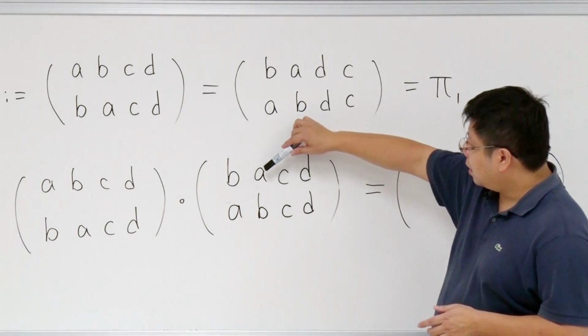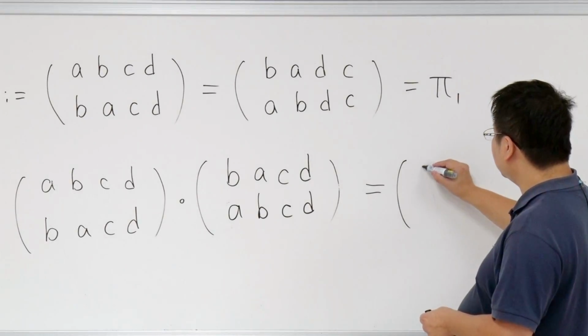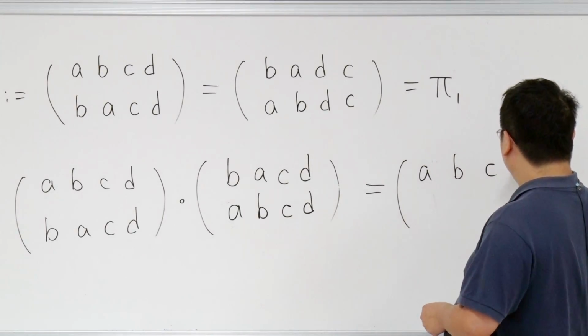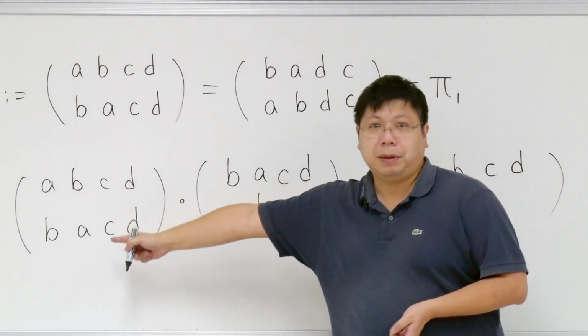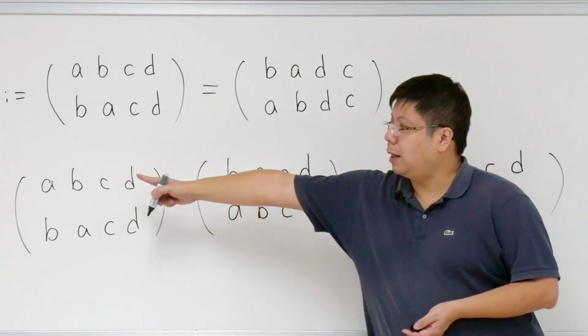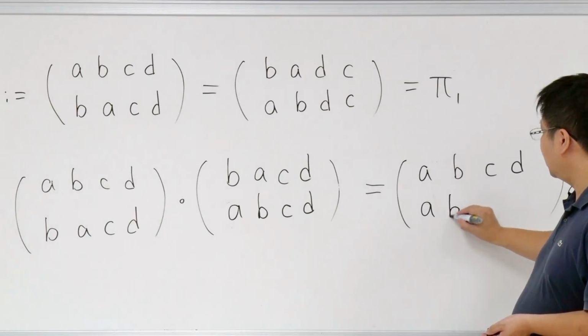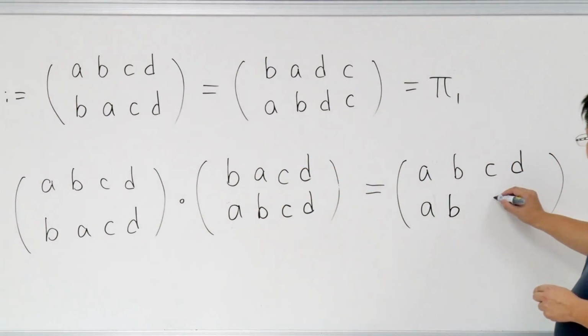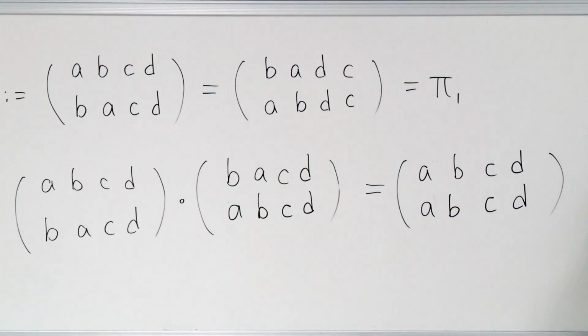So A maps, so let's see, what is the result? A maps to B, but then B maps back to A. So A maps to A. B goes to A goes to B, so B goes to B. C to C, D to D. So you get the identity there. Is that okay?